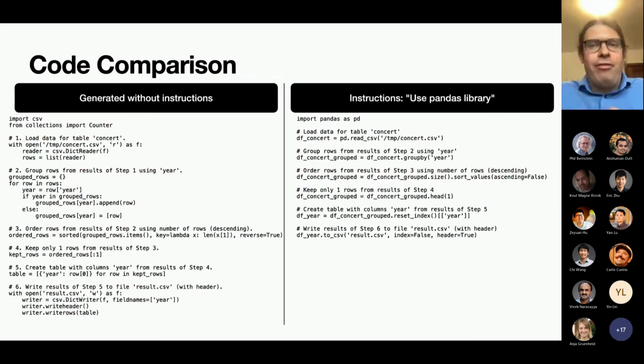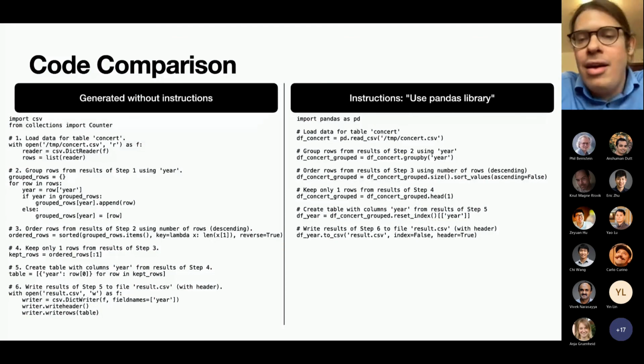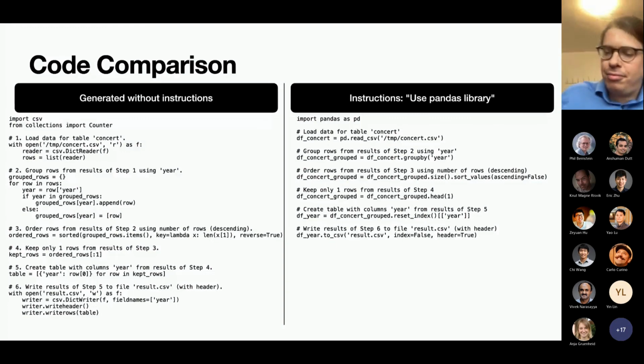So finally, let me show you one example of how the generated code changes by the instructions. I'm not going to go through this code in detail, but just from having a high-level look at it, on the left-hand side, we have code for a specific query generated without further instructions. On the right-hand side, we have code for the same query generated using the additional instruction, use pandas library. As you see here, those two pieces of code are quite different. They differ in terms of the libraries they use, they differ in terms of the length and so on, but both of them answer the query.